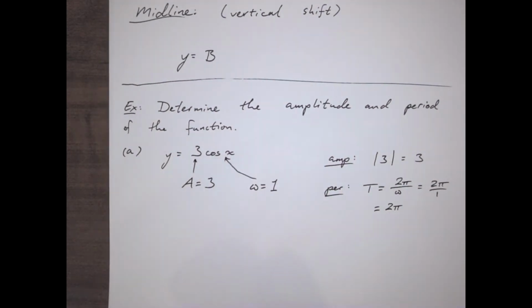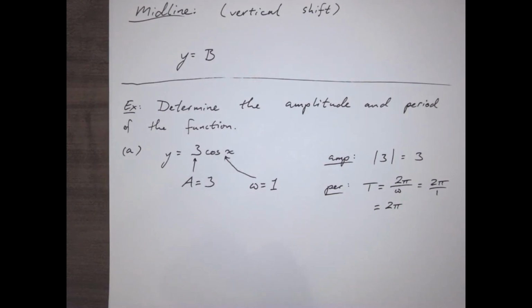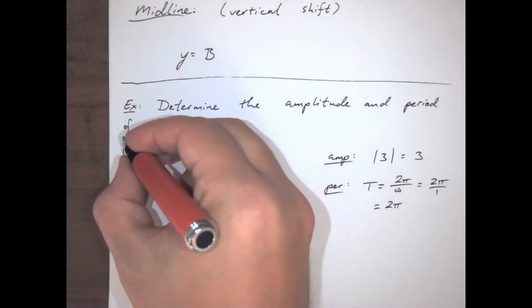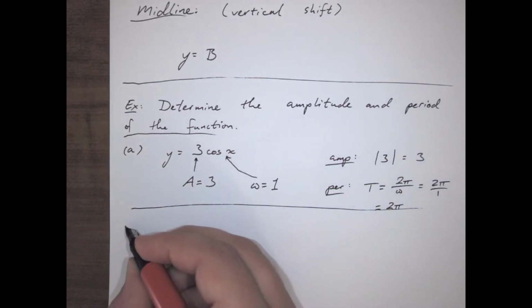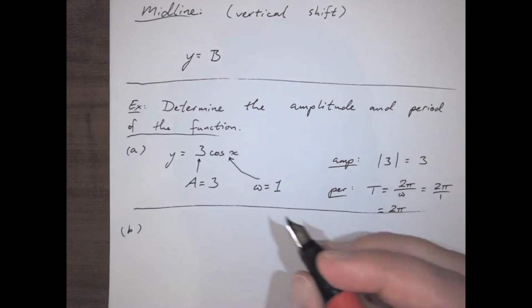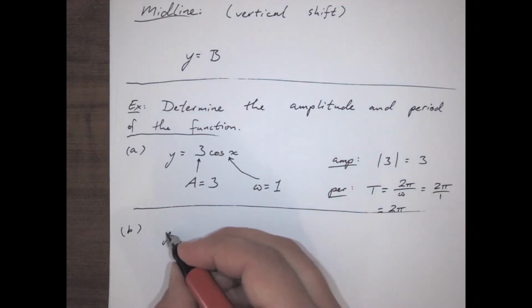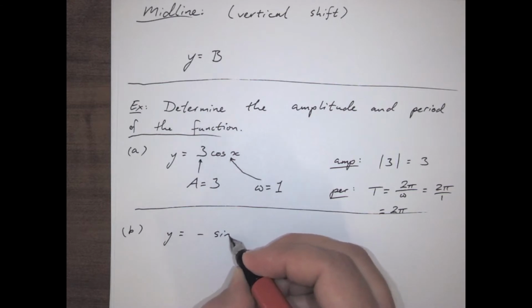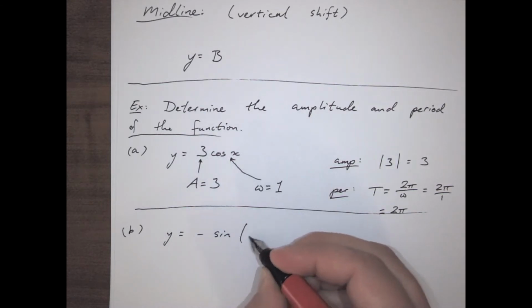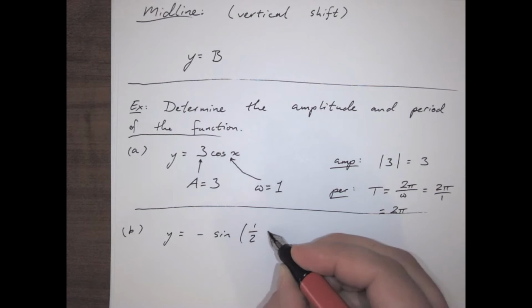So here there has been only a tiny change to the function, and that has been a vertical stretch by a factor of 3. And the effect that will have is that it will amplify it by a factor of 3 vertically. Okay, now how about this? y equals negative sine 1/2 x.